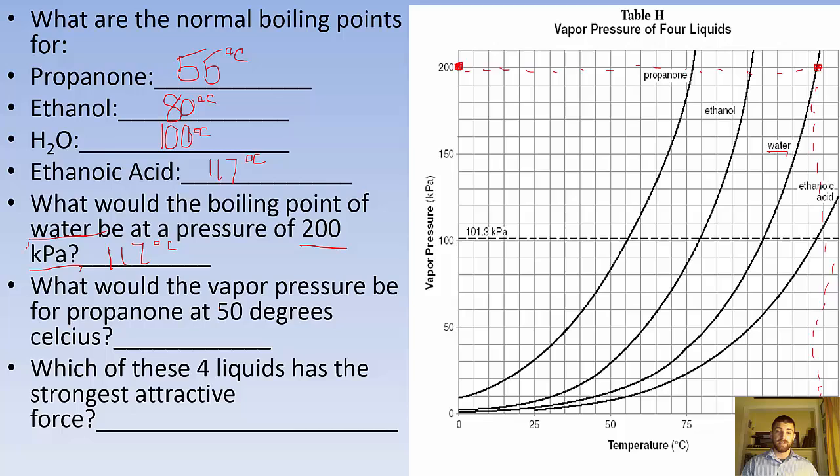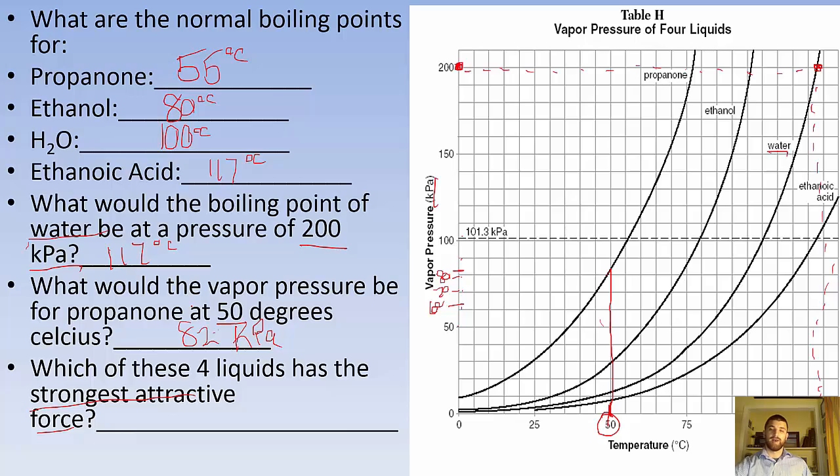Well, what would the vapor pressure be of propanone at 50 degrees Celsius? All right, so this is similar but different. Here they gave us the temperature, so we're going to use the temperature. We're going to find the 50, and they're talking about propanone, so we want to find this line. We go up till we hit that, and we follow it over, get about there. Let's figure out the scale here. We got 50 to 100. We got 1, 2, 3, 4, 5 boxes, so each is worth 10. So that's 70. That's about 82. 82, and what are my units? Kilopascals, kPa. Now the question is, which of the 4 liquids has the strongest attractive force?